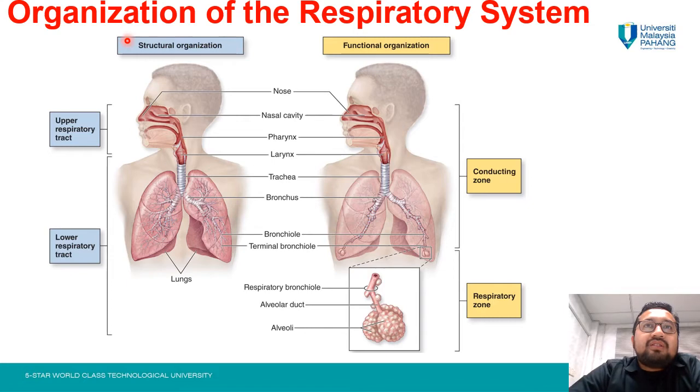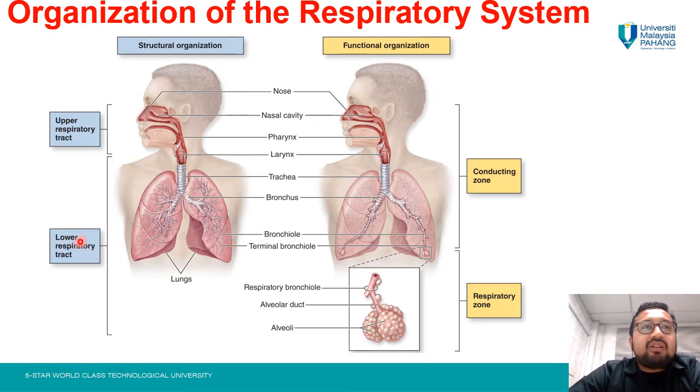Organization of the respiratory system. Basically, we can divide it into two main divisions. The first one is structural organization, and the second is functional organization. When we talk about structure, it means the anatomy, while functional means the physiology. From the structural organization, we have the upper respiratory tract and the lower respiratory tract. The upper respiratory tract includes the nose, nasal cavity, pharynx, and larynx.